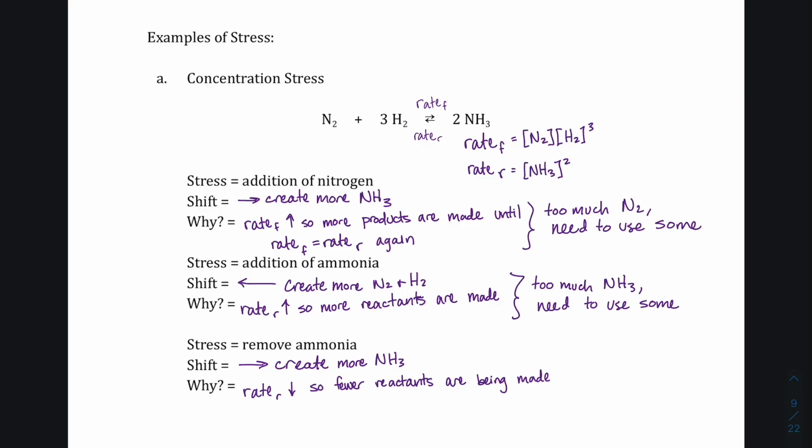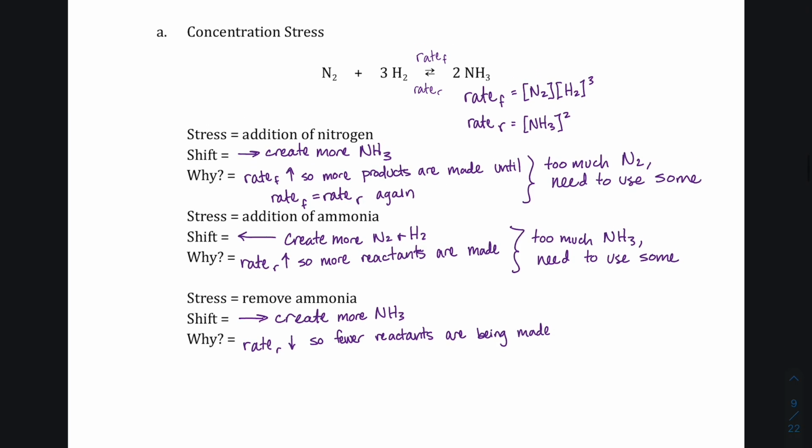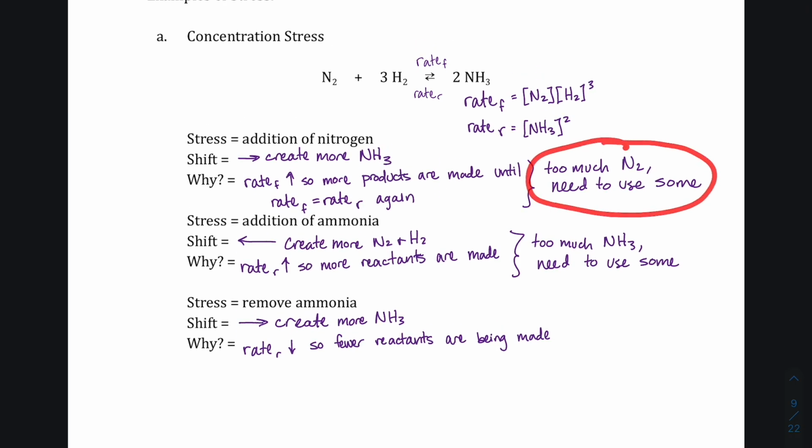Some things that you could do to create a stress, you could add nitrogen. Nitrogen is a reactant. So if you increase the amount of nitrogen, the reaction is going to shift to the right, and we are going to increase the amount of the product. This is because the forward rate is going to increase because we have added more nitrogen, and the forward rate depends on the concentration of nitrogen. Another way to think about this is that if there's too much nitrogen, we need to use some of it to re-establish equilibrium.